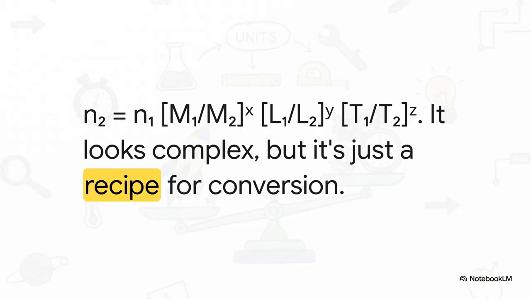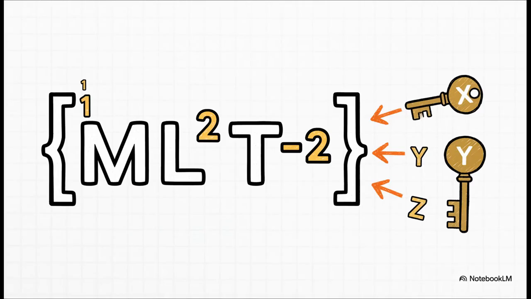We're going to use this, the master formula. And I know, that looks like a lot. It looks really intimidating. But trust me, it's just a recipe. n1 is our starting number, which is 1. And n2 is the new number we're hunting for. And all that stuff in the brackets, those are just the ratios of the old units to the new units for mass, length, and time. The only real secret here is figuring out what those little exponents, x, y, and z, are supposed to be. And this is where our superpower kicks in.